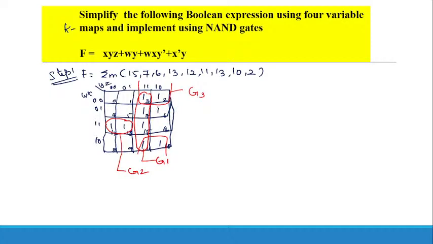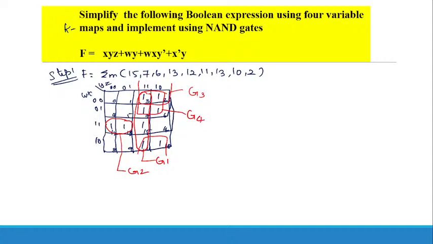Next, this one min term is left out. For that reason, I'm going for again a quad. That quad could be like this, combining 3, 2, 7, 6. That is also right. Actually, that is only possible. Okay. So 3, 2, 7, 6. So this is one quad G4.